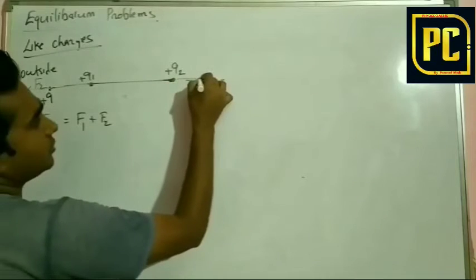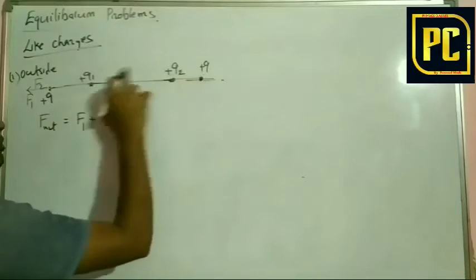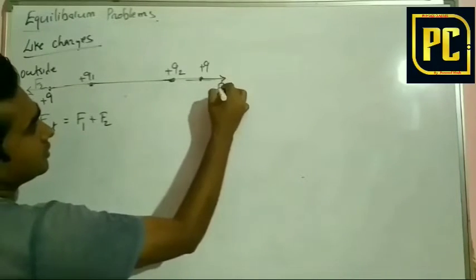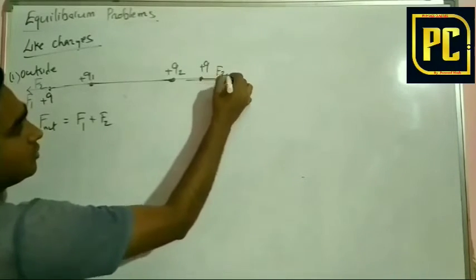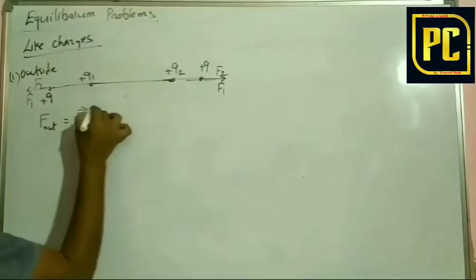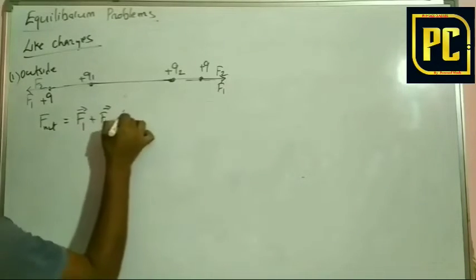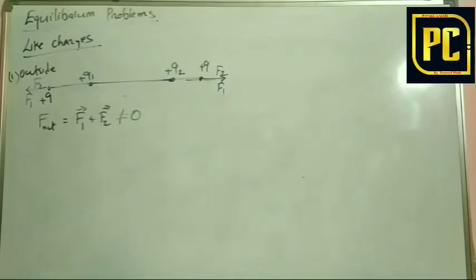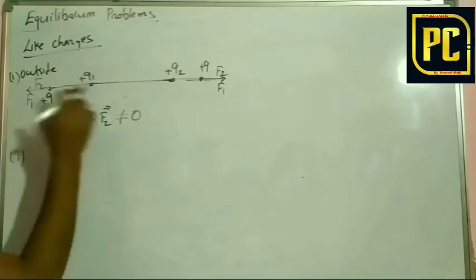Now if I place Q somewhere here also, there will be one force on Q due to Q1 on this side, and another force on Q due to Q2, again on this side. So in both cases you have F1 plus F2. Since it is in the same direction, the net force will not be 0. We are adding two things in the same direction, so the net force will not be 0. So what will happen if I take the charges in between?